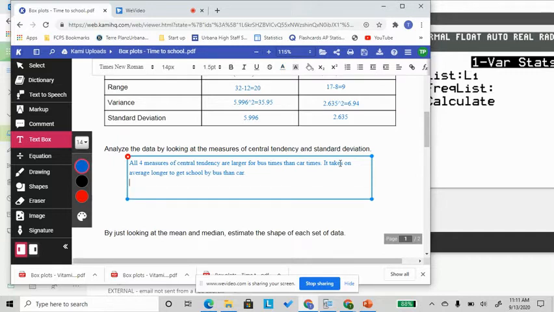Now let's talk about the variability. We look at this, the range is bigger, and like I said, the standard deviation is twice as large.